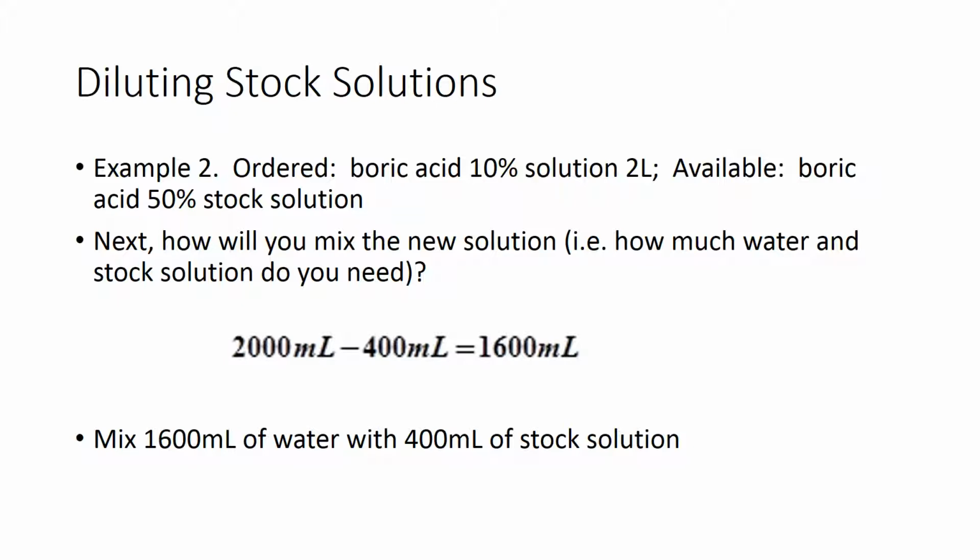So how do we then mix the new solution? In other words, how much water do we need with the stock solution? Well, we know we need 400 milliliters of the stock, but we know that the order was for 2 liters total. So we're going to have our 2 liters, which is 2,000 milliliters, and we're going to subtract the 400 milliliters of the stock. And that means we're now going to add 1,600 milliliters of water. So we'll need to mix 1,600 mLs of water with 400 milliliters of the stock solution, and that will give us the final 2 liters of the 10% boric acid solution that the doctor ordered.